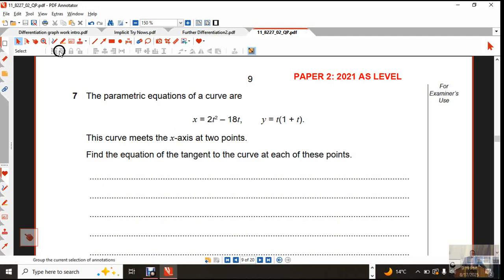Hi, so I'm starting with my series on parametric equations. I'm also doing a question that was in the examinations of 2021, and you have got the two parametric equations in terms of t.